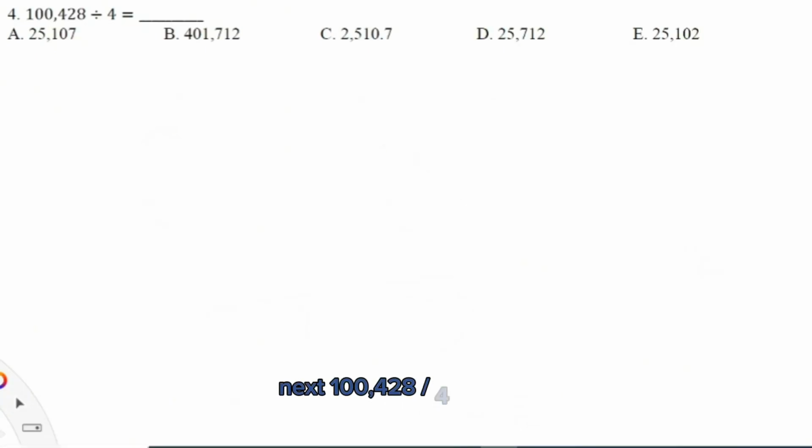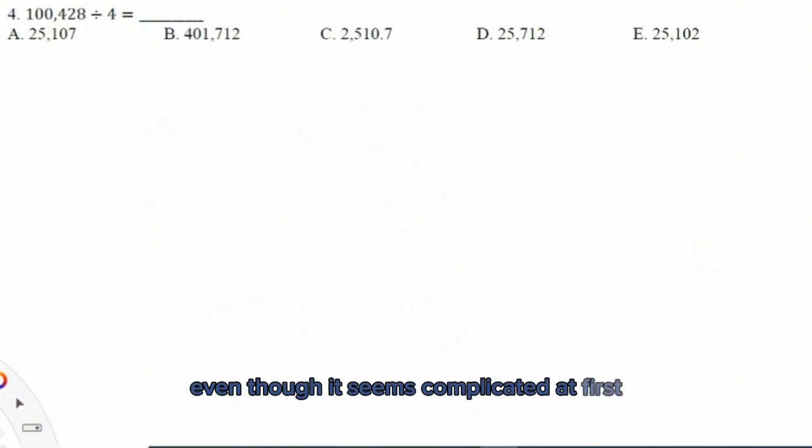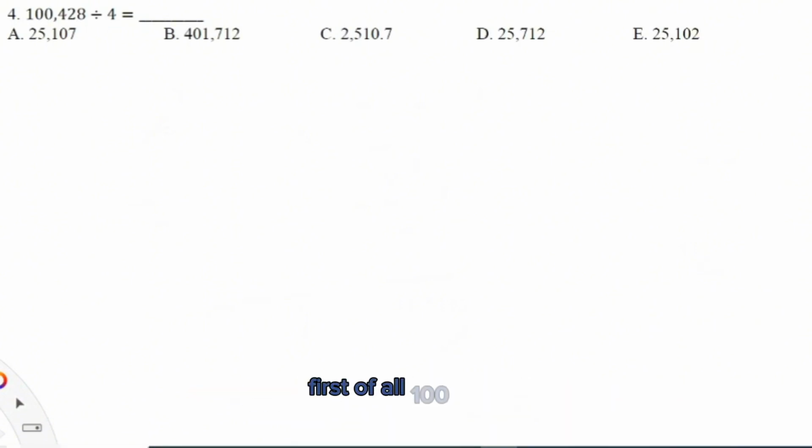Next, 100,428 divided by 4. Alright, so this is actually pretty simple, even though it seems complicated at first. We can break this up. First of all, 100, right? That's pretty simple, because we know 100 divided by 4 is 25. So we already have a 25, but this is 100,000.